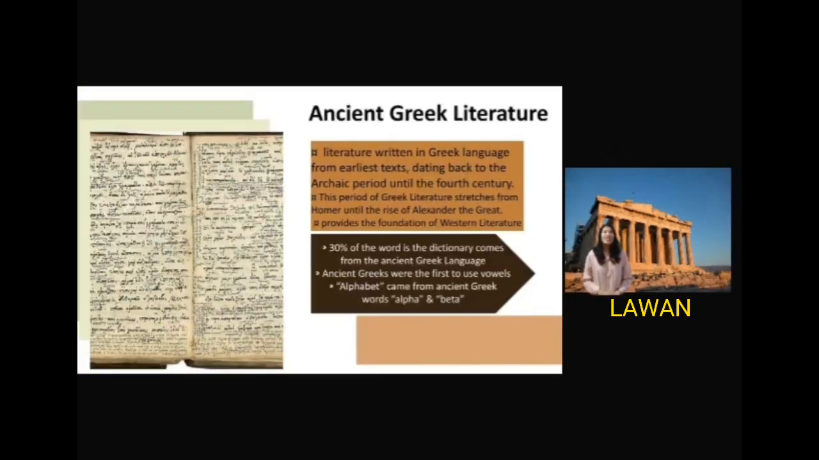Their literature is written in the Greek language, from the earliest texts dating back to the Archaic period until the 4th century. This period of Greek literature stretches from Homer until the rise of Alexander the Great, and it provides the foundation of Western literature. In fact, 30% of the words in the dictionary come from the ancient Greek language, and the ancient Greeks were the first to use vowels. Additionally, the word alphabet came from the ancient Greek letters alpha and beta.